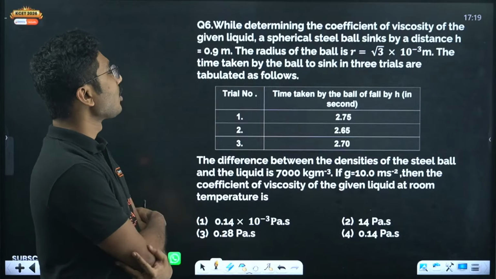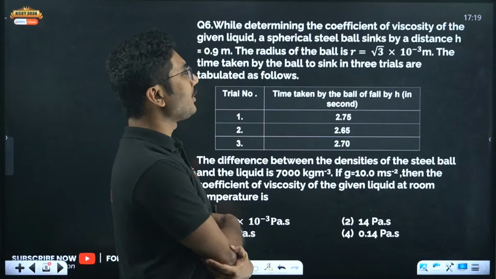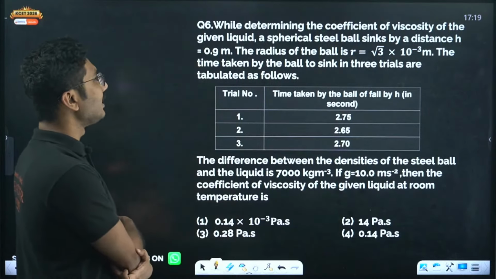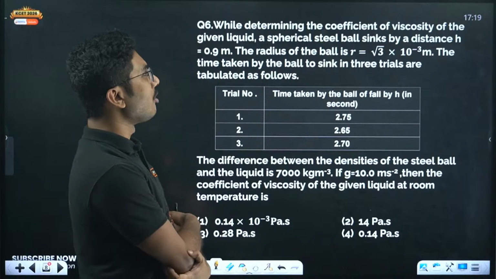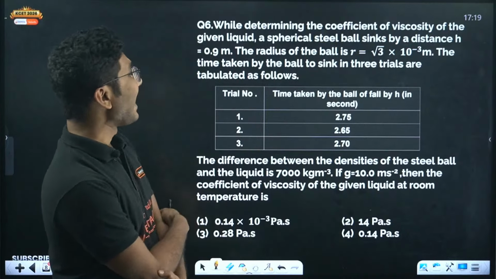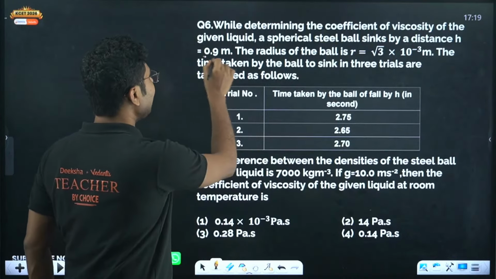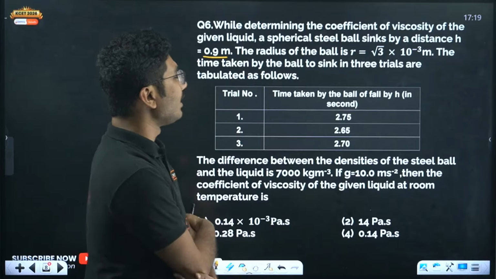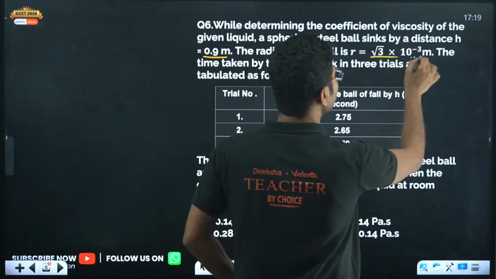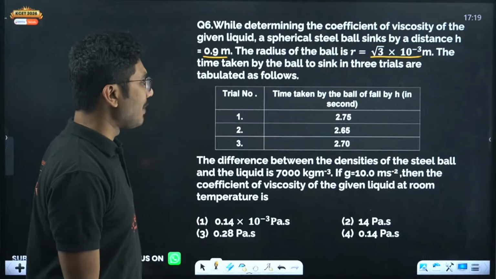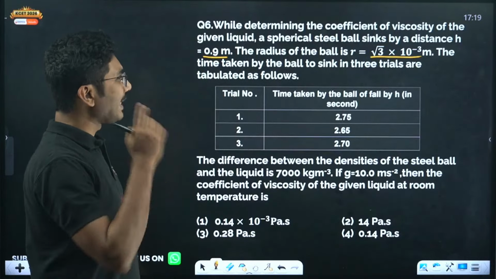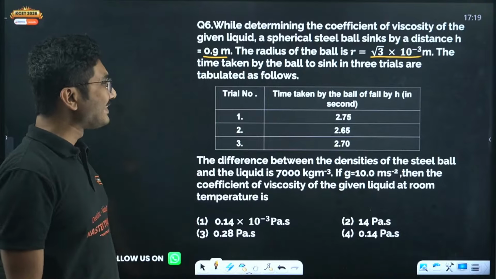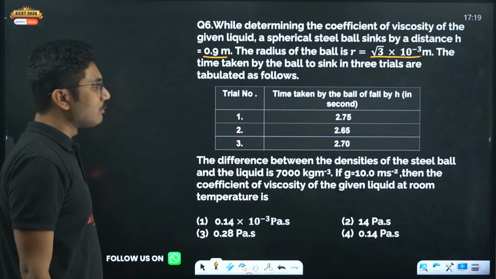While determining the coefficient of viscosity of the given liquid, a spherical steel ball sinks by a distance h equals 0.9 meter. So this is from your PU1. The radius of the ball is given, r equals √3 × 10^-3 meter. The time taken by the ball to sink in 3 trials are tabulated as follows.